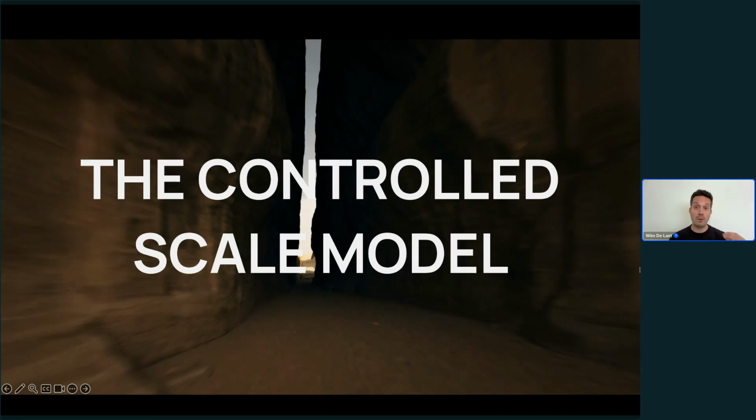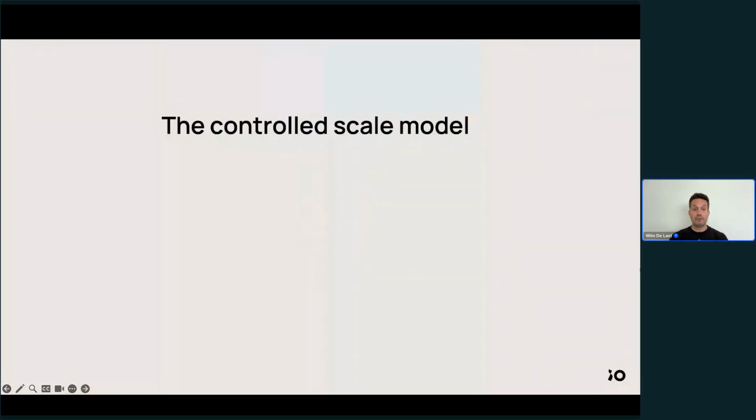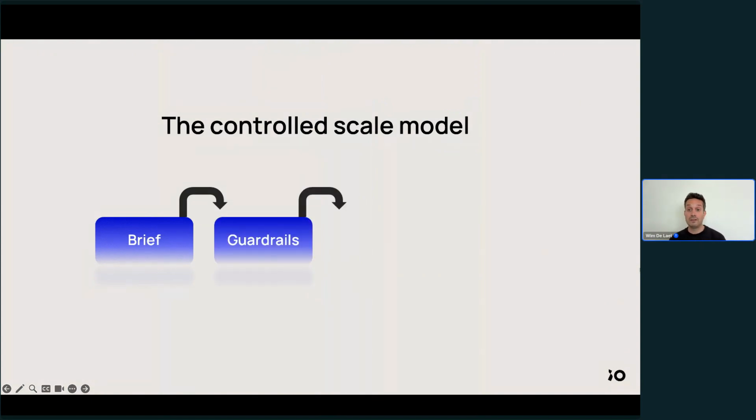So let's break down what our controlled scale model actually looks like. For us, the controlled scale model has 4 stages. First stage is the brief. I think everyone knows a brief. Most of you have already written out a brief or briefed your agency on an assignment, but everything starts with a correct brief. Then you need to build in the guardrails.